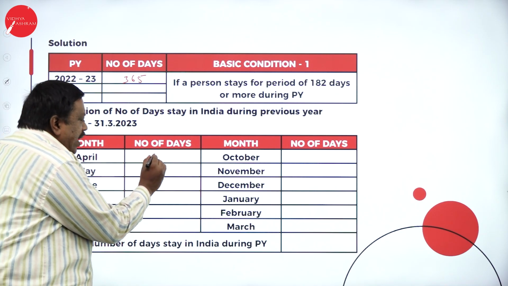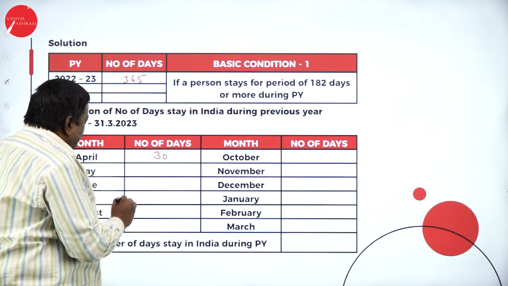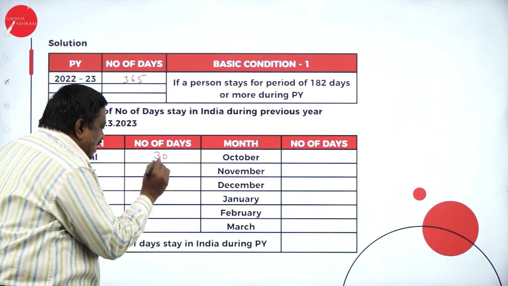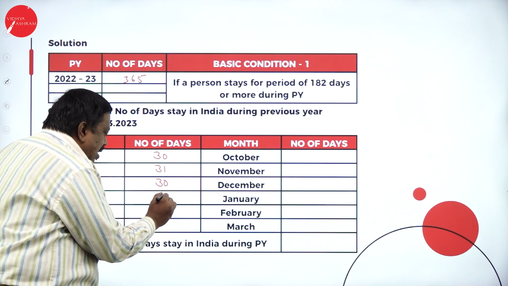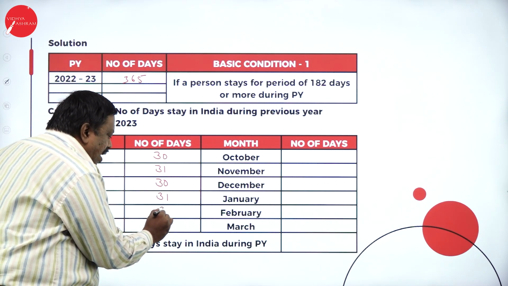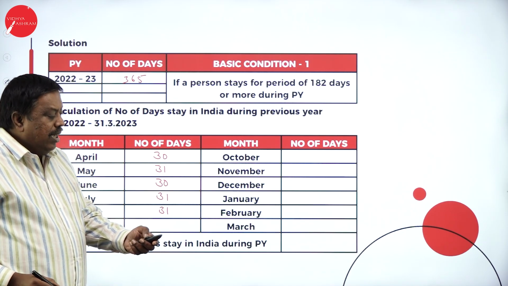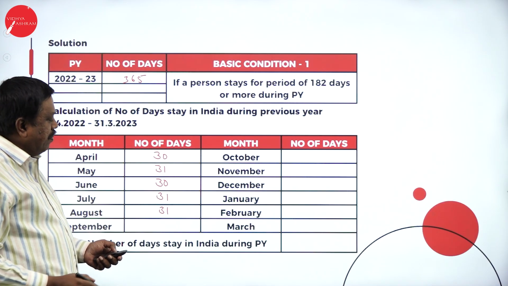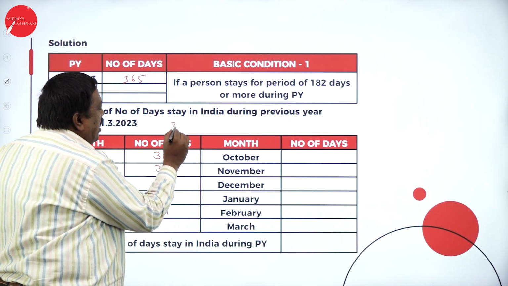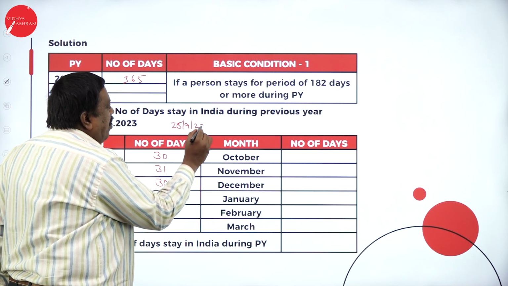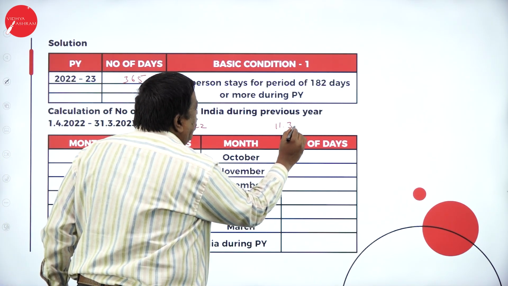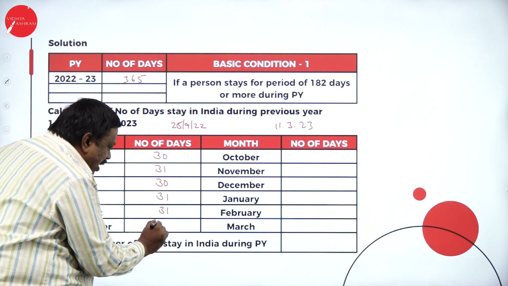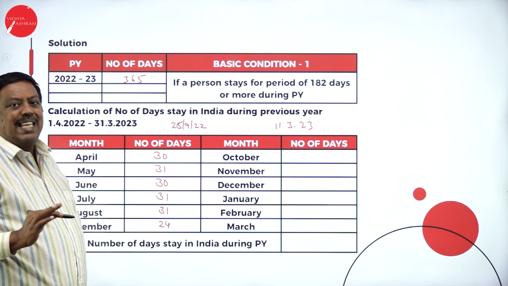In the month of April, I was in India. In May, I was in India. In June, I was in India. In July, I was in India. In August, I was in India. I left India on 25th September and returned back on 11th March 2023. That means up to 24th of September, I was in India.